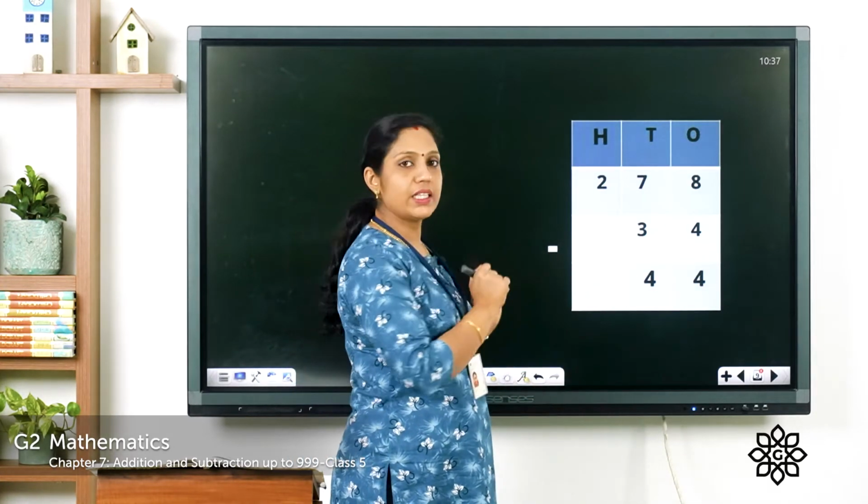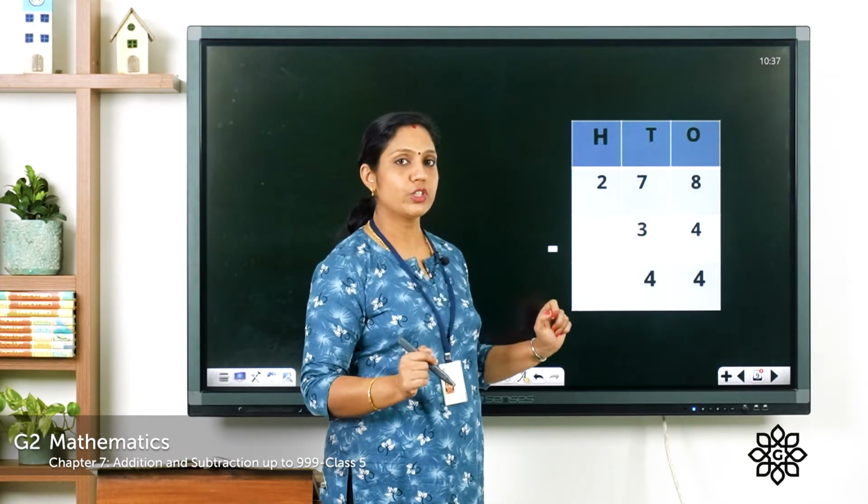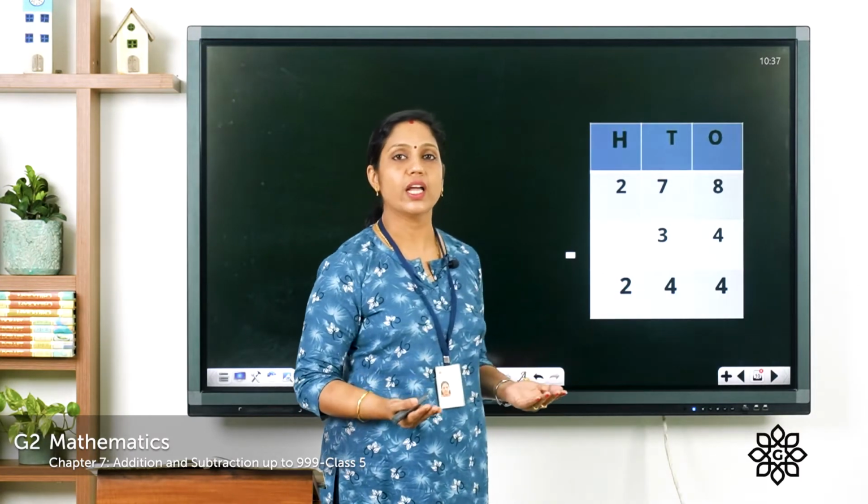Now we have the number in the hundreds place. We have only one number in the hundreds place, that is 2. So what we should do? We should write that 2 along with the answer and we get the answer 244.